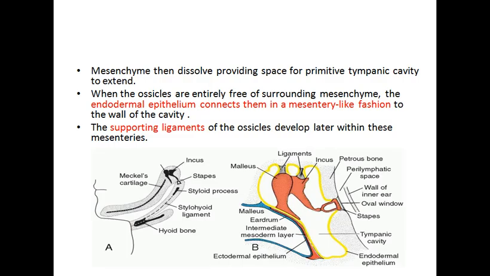Now with time the mesenchyme will dissolve, providing the space for the primitive tympanic cavity to expand. Okay, the mesenchyme around it will now dissolve so that the tympanic cavity can expand properly. When the ossicles are entirely free from the mesenchyme, the endoderm epithelium connects them in a mesentery-like fashion. Now they will be attached with sort of ligaments because the mesenchyme is gone. Now they are free in the environment in the cavity, so there must be something that will hold them in place, so that's the supporting ligaments, right, within the mesenteries.